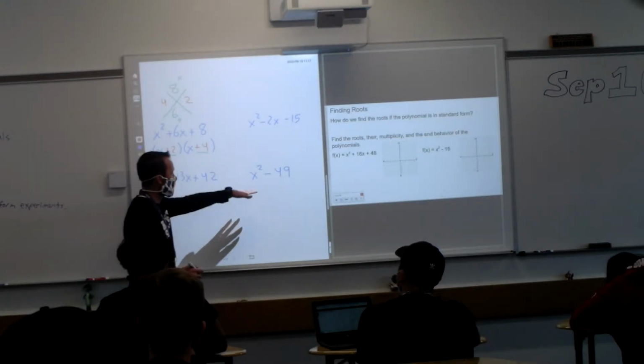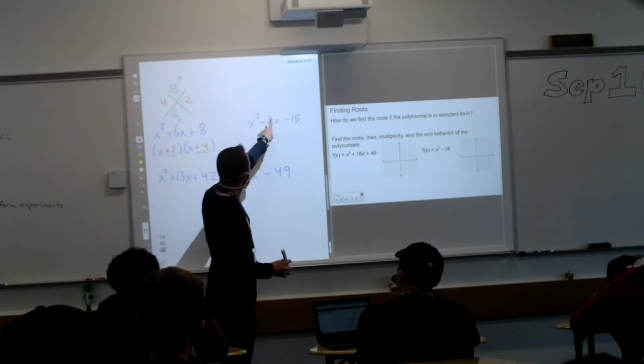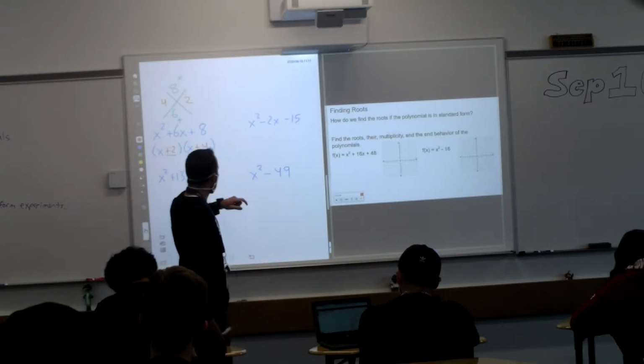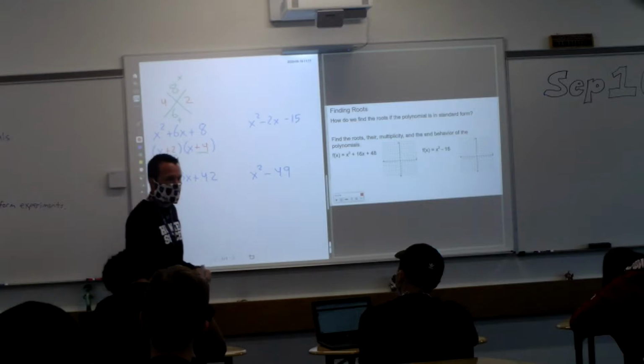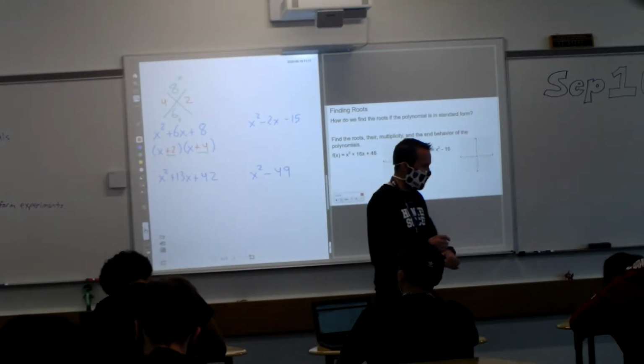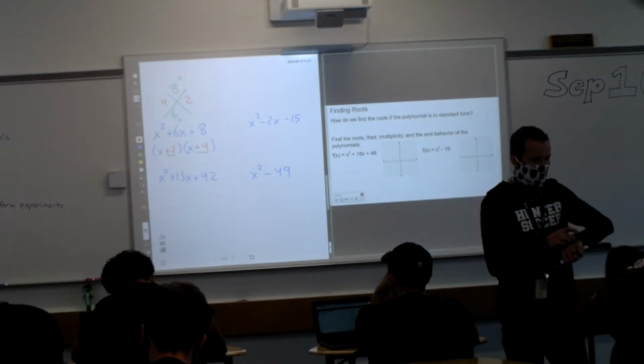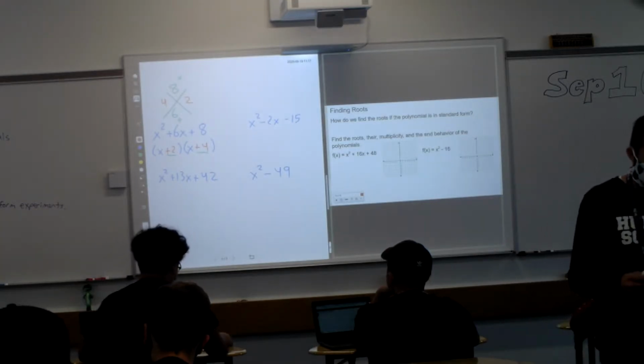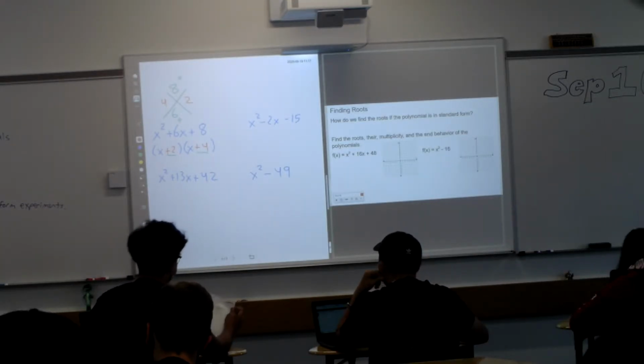Get these into the parentheses by saying what multiplies to negative 15 and adds to negative 2. What multiplies to 42 and adds to 13. Try those out with your neighbor. I'll give you about 2 minutes, and then we'll go over those together. Okay, just write them down anywhere.